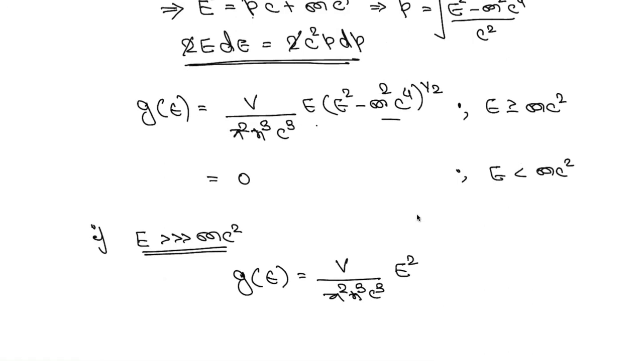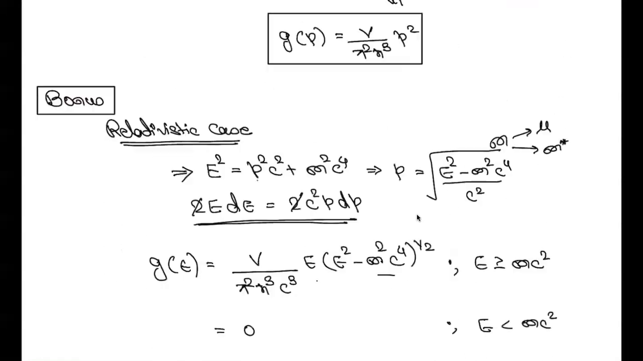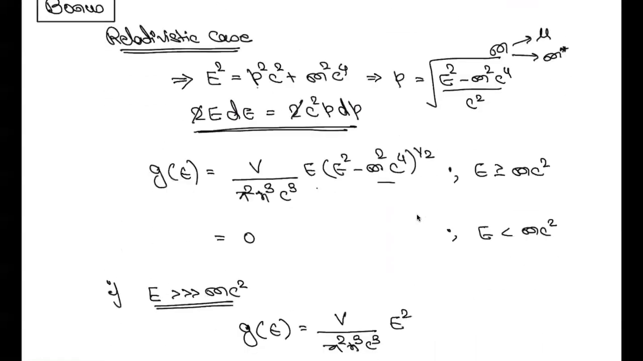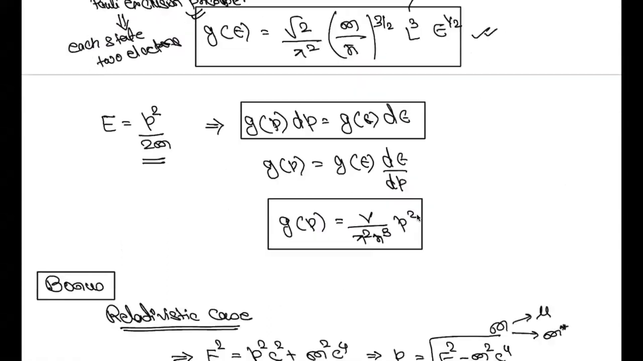So again, these derivations are helpful. The bonus relativistic case they have not asked; they have asked only for the non-relativistic case. Do remember these relations that we have studied: g(P) dP equals g(E) dE equals g(K) dK equals g(omega) d(omega). That is, the number of states will be the same. Every E corresponds to K, every K corresponds to P, every P corresponds to omega.